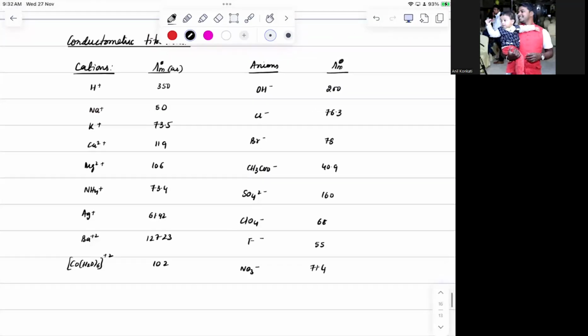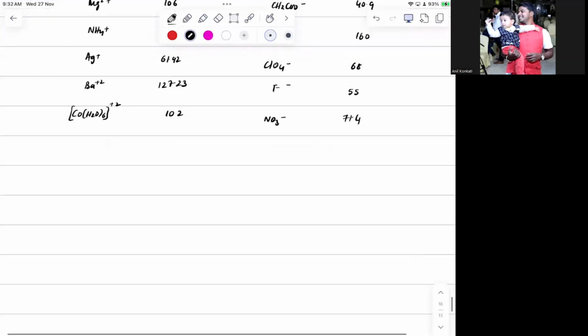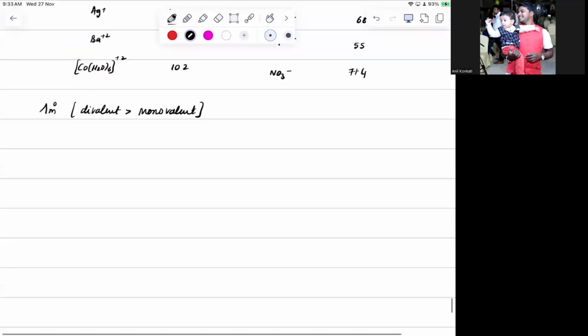It's not like you'll be asked the values, you just need to know how to compare them. Generally, I can say that lambda m naught for divalent ions is greater than for monovalent ions, except for hydrogen. That is an exception. This is not valid for H plus and OH minus. This is due to hydrogen bonding. H plus and OH minus will have very strong hydrogen bonding with water, because of which the ionic mobility is extremely high.